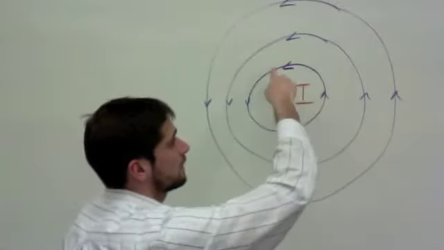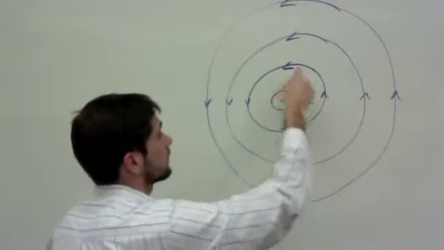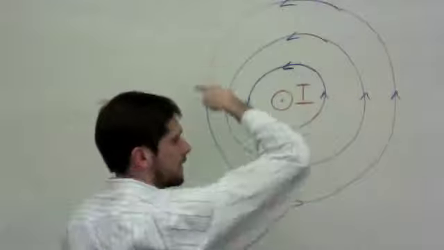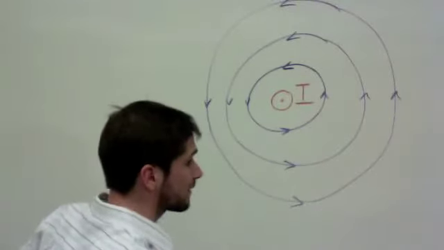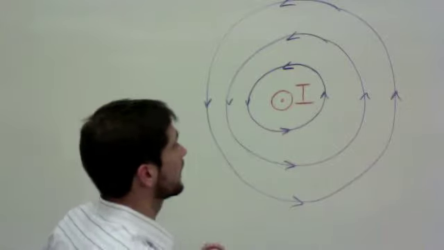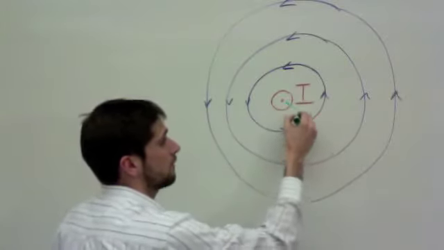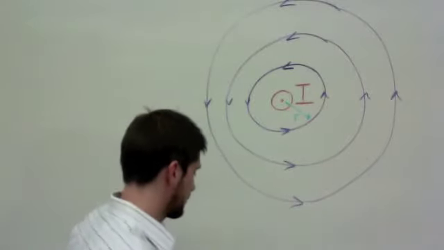Each of these lines then shows the same magnetic field strength. So as I look here, this all has the same magnetic field, this has the same magnetic field, and this has the same magnetic field. It's dependent on the distance that you are away from your current. So the distance out from my current is going to indicate how big my magnetic field is.